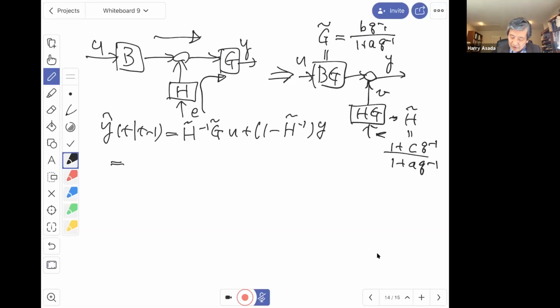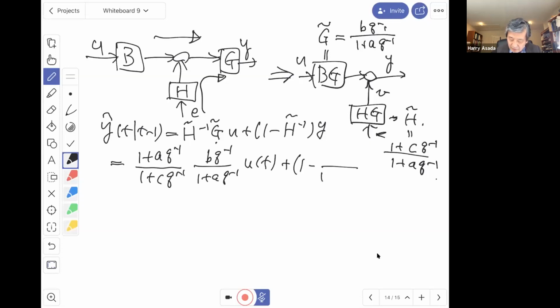So H inverse is this one: 1 plus a q minus 1 over 1 plus c q inverse, and then G is this guy, b q minus 1 over 1 plus a q minus 1, times u(t), plus 1 minus H inverse, flipping this, 1 plus a, y(t), right? So these two cancel out.